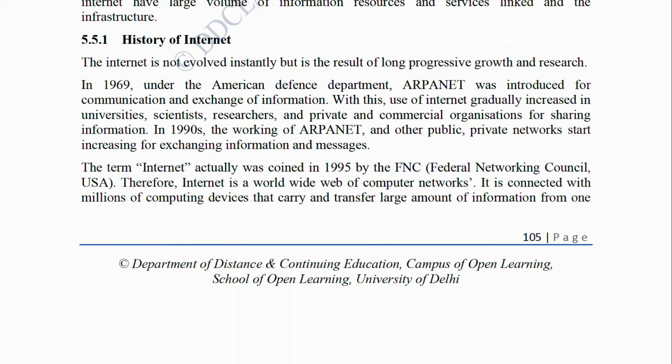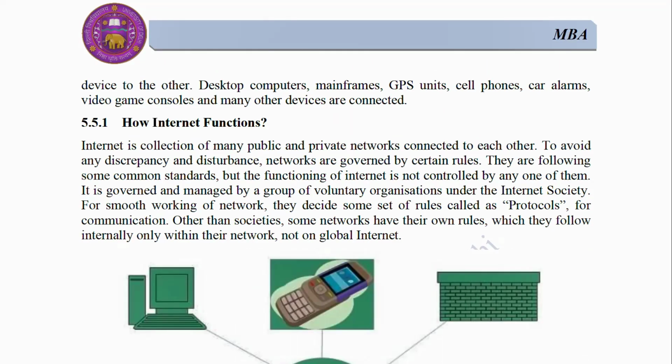Therefore, the Internet is a worldwide web of computer networks. It is connected with millions of computing devices that carry and transfer large amounts of information from one device to the other. Desktop computers, mainframes, GPS units, cell phones, car alarms, video game consoles and many other devices are connected.